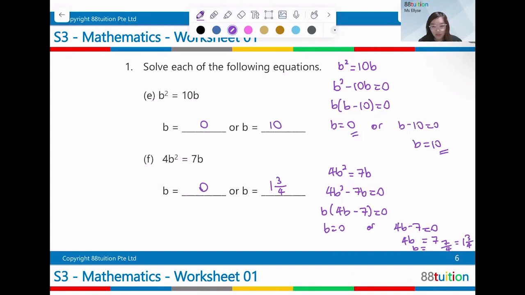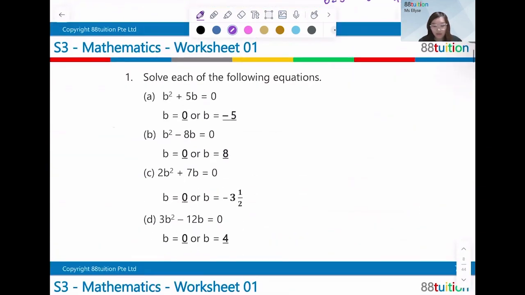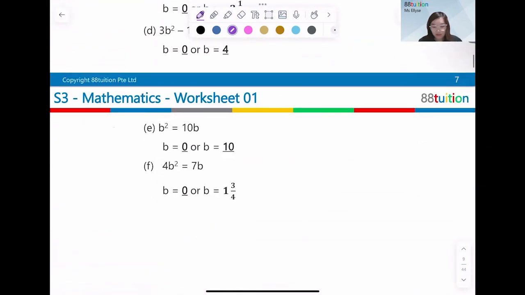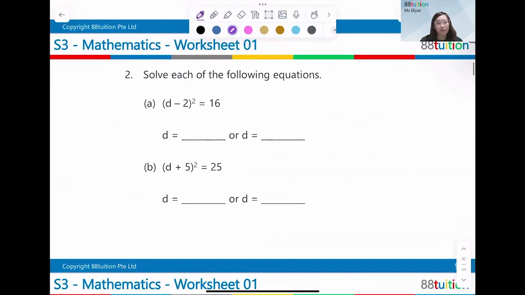Okay, then next part. These are the answers. Then I'll have this one. So this is another way of solving them. You see that this is already factorized for you. But let me write out the question first. Okay, something like this. Then you will still want to solve for d.